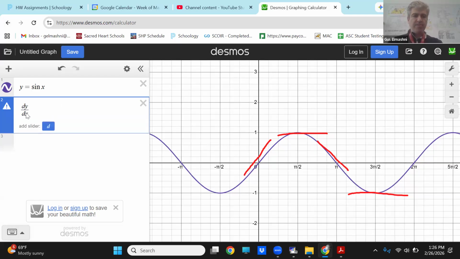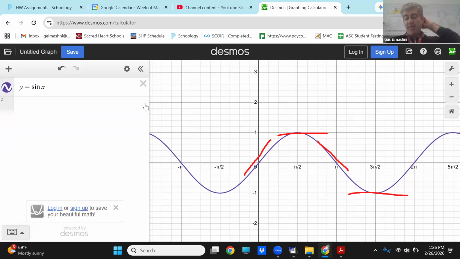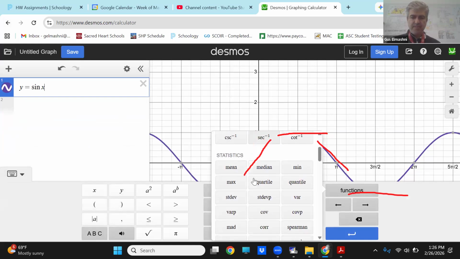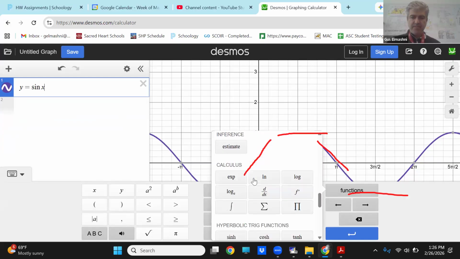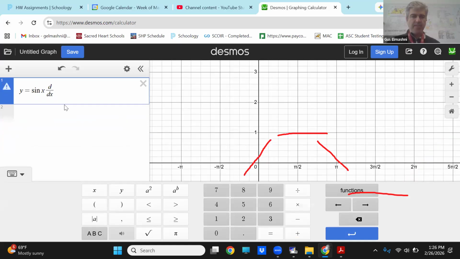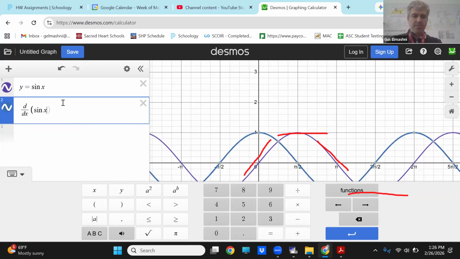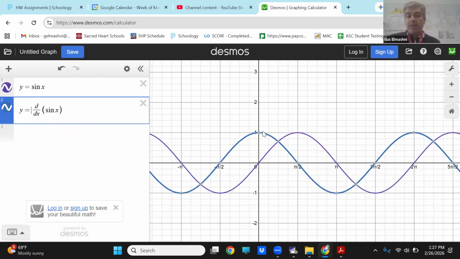Desmos, no, it doesn't do that. How do you find a derivative in Desmos? I'm going to discover this. So I've got to do d/dx. Yeah, so we see that the derivative does look like cosine, right? So there we go.